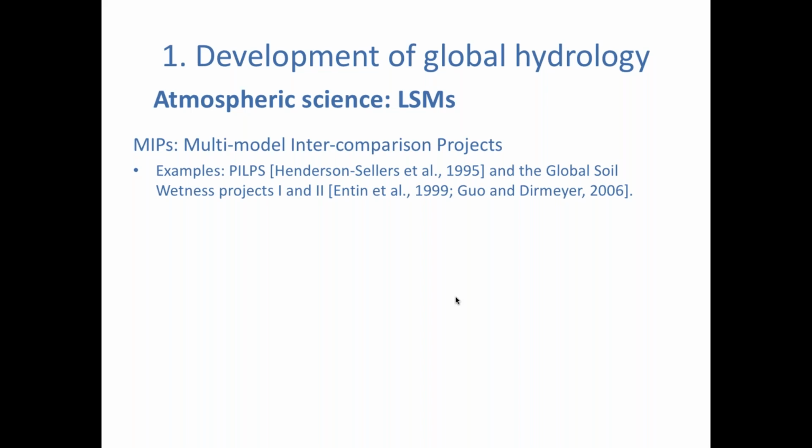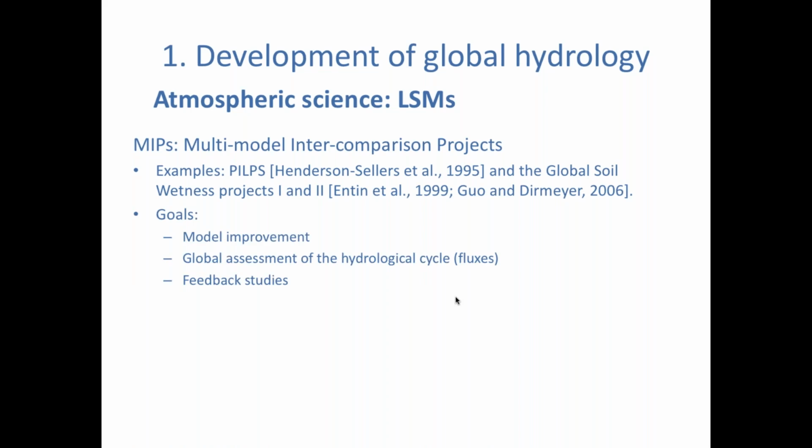And these actually led to successive improvements of these schemes. Now, the goals of these were mostly model improvement, like I said, but they were also used. These MIPs were not used in a single pixel, but at large scale, even globally, to assess for the first time the global terrestrial hydrological cycle in terms of energy and water. And a specific part of those MIPs were geared towards feedback studies. What's the importance of the land surface for regional climate?